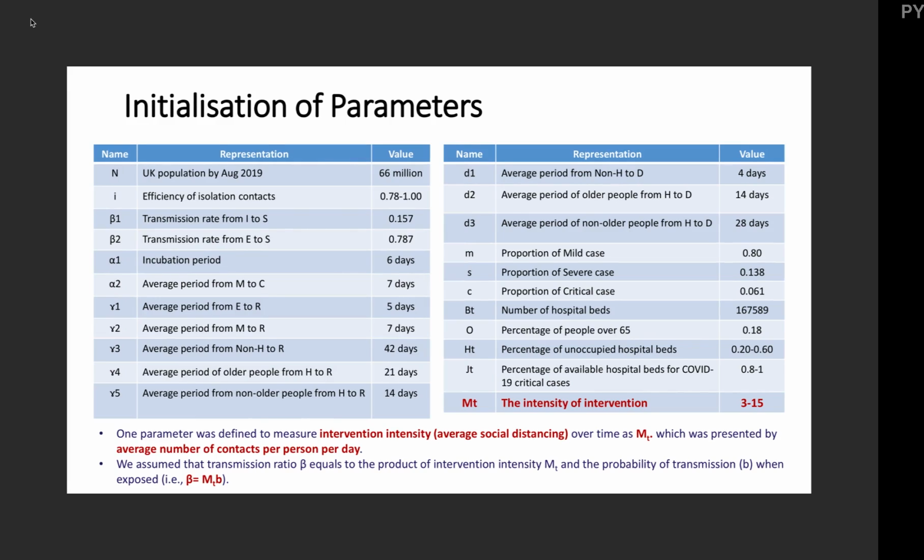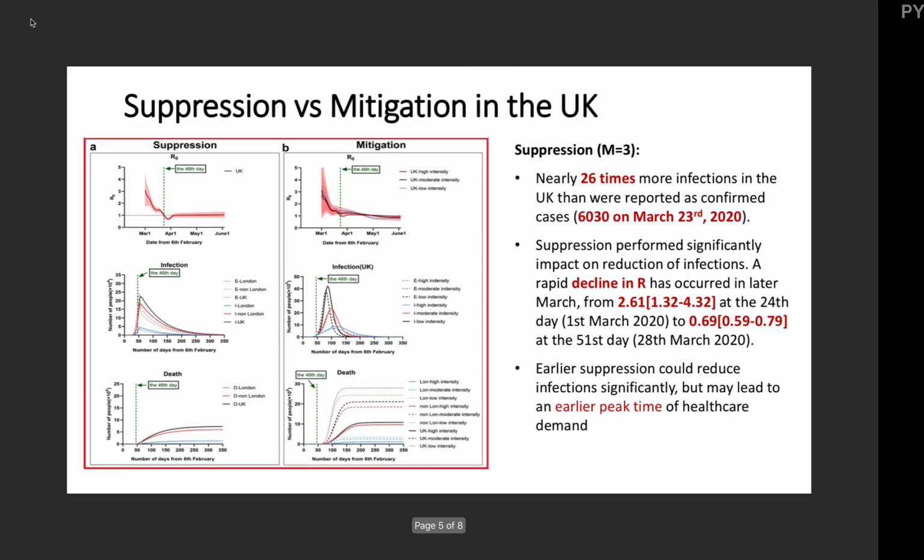These two tables show the initialization of parameters. What we try to point out is that one parameter was defined to measure the intensity of intervention, average social distancing over time as M(t), which was represented by the average number of contacts per person per day. We also assume that the transmission ratio equals the product of intervention intensity and the probability of transmission when exposed.